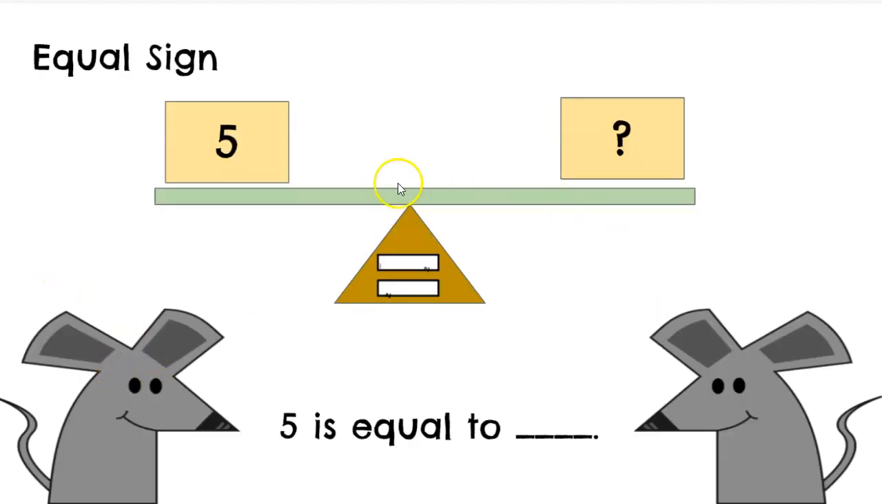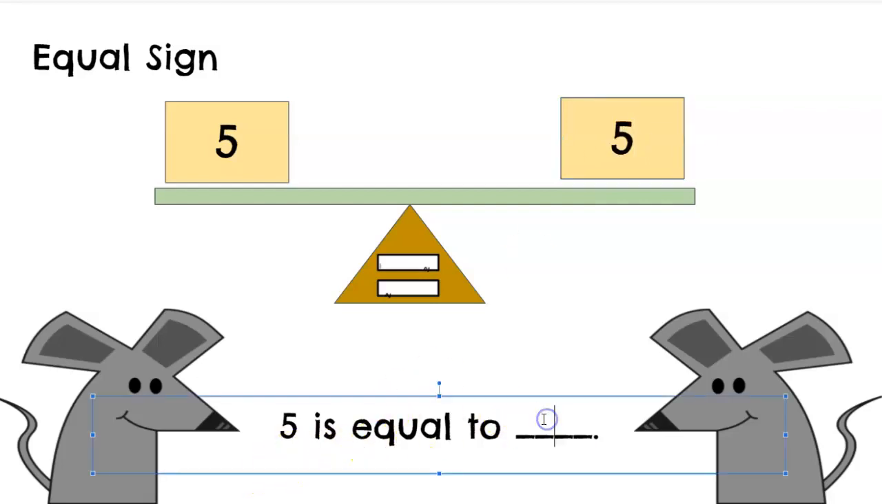Equal sign. So we know that the equal sign means the same. So what number is the same value as 5? You're right. 5 is the same value as 5. So 5 is equal to 5.